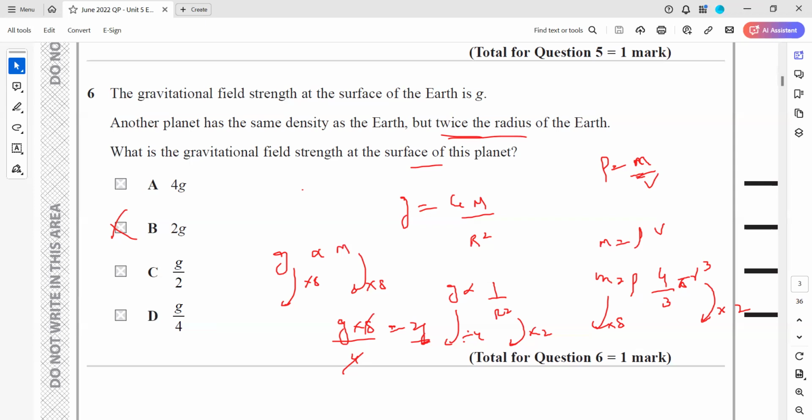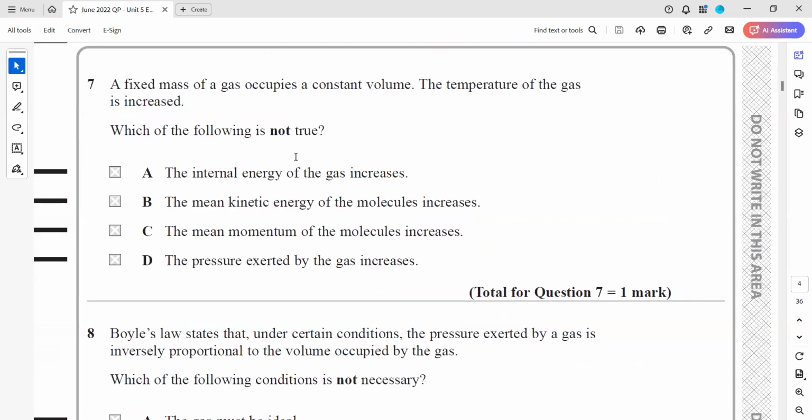Because both are changing, the mass is changing and the size is also changing. The density is constant. That's why we use both of them. A fixed mass of a gas occupies a constant volume, and the temperature increases. Which statement is not true?